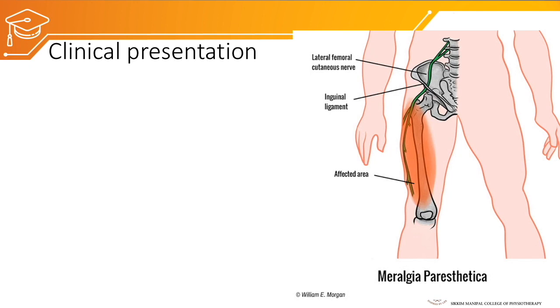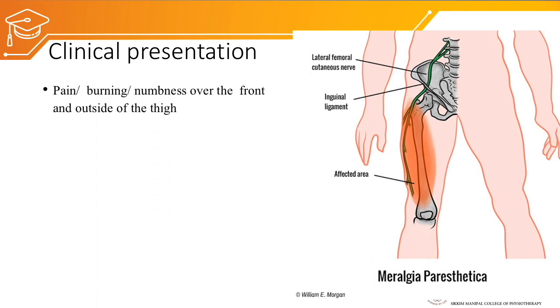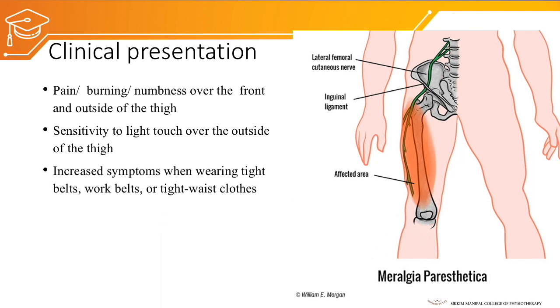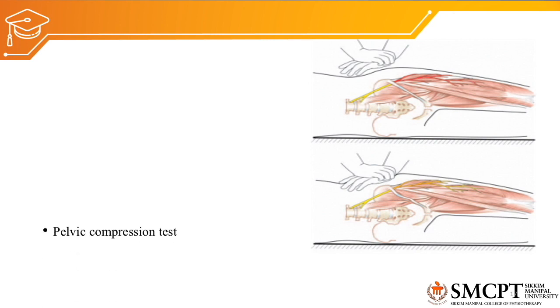The clinical features of lateral cutaneous nerve or meralgia paresthetica are pain, burning and numbness over the front and lateral part of the thigh, sensitivity to light touch over the outside of the thigh, increased symptoms when wearing tight belt, work belts or tight waist clothes. It will also show positive symptoms if we compress the pelvis, that is called as pelvis compression test.